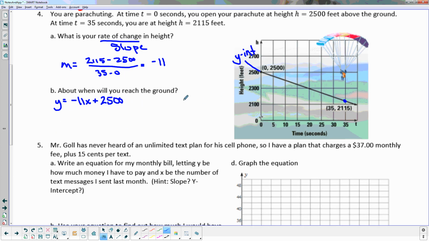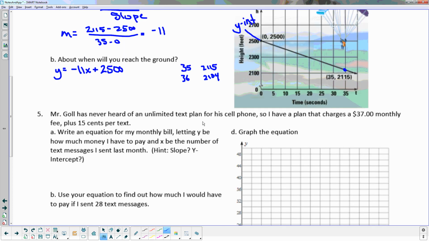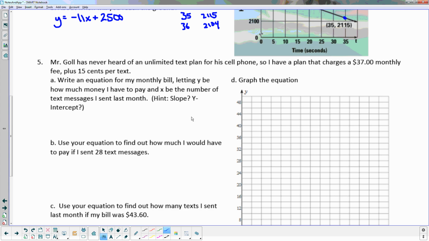Another thing that could help is that at 35 seconds, you're at 2,115, and you go down 11 every second. So at 36 seconds, you're at 2,104. Now this could take a while, but it would get you to an answer. Okay? So feel free to give that problem a shot. If you have any questions, you can definitely let me know.